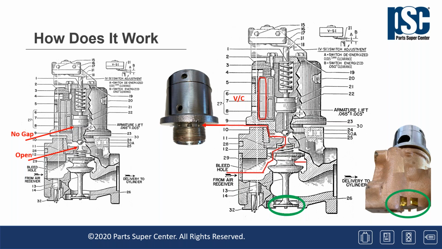On the right side of the slide, you can see that the air is now passing the pilot armature seat through the center and going up and out the circular array of holes that allow the air trapped in this area to escape to atmosphere. Note on the right illustration, there's a green oval near the bottom of the valve body. This is the exhaust port on the valve, which is always open when the valve is closed.